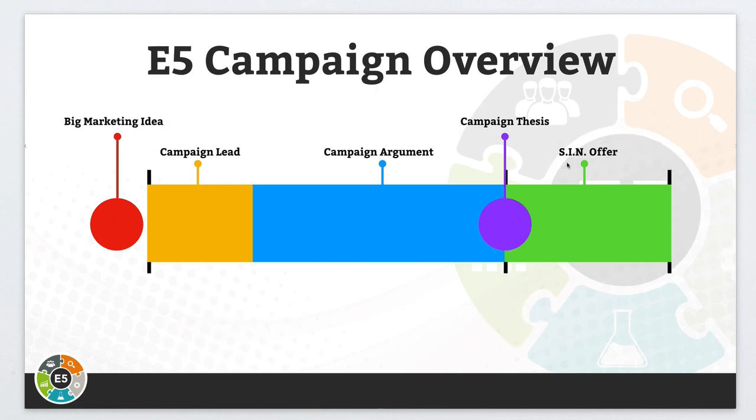And so there you go. That is a big, broad overview of what an E5 campaign looks like, what an E5 campaign is made up of, and what each of those serve. Now we're going to begin putting that together. And so with that, go on to the next lesson.